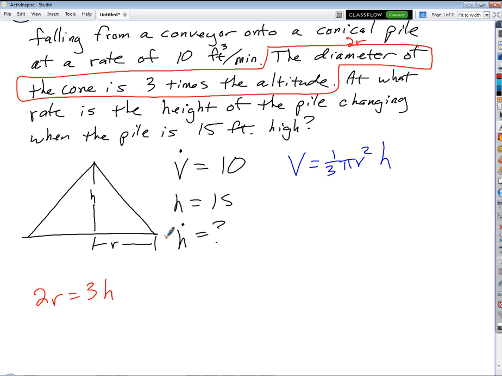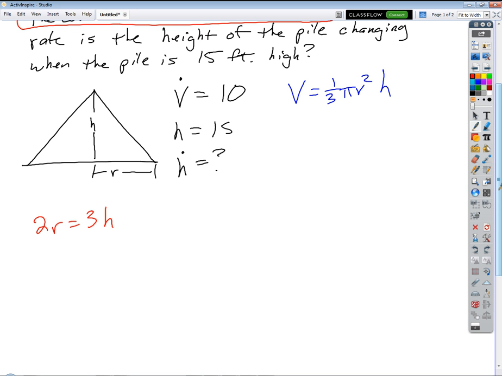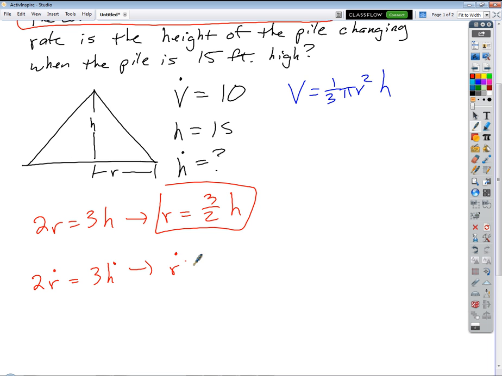Now, if we solve this for R, we don't even really have to solve it for R. Well, we do eventually. If I implicitly differentiate both sides of this equation, because I also need to get an R dot, don't I? What do we end up getting? 2R equals 3H, so 2R dot equals 3H dot. Those tell us something important. If we want to know the value of R, R is just equal to 3/2 H, and R dot is just equal to 3/2 H dot, right?